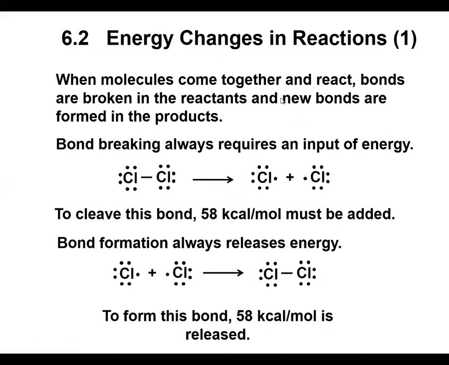So let's talk a little bit about bond making and bond breaking and the relationship that occurs in terms of energy. When molecules come together to react, bonds are broken in the reactants and new bonds are formed in the products. When we're talking about a chemical reaction or some type of process occurring, again, our products are on the right-hand side of the arrow. Our reactants are on the left-hand side of the arrow.